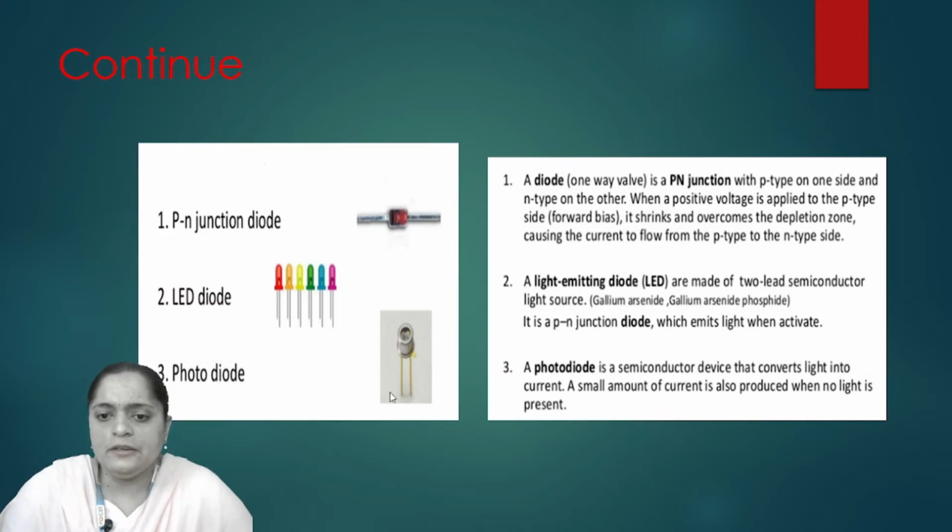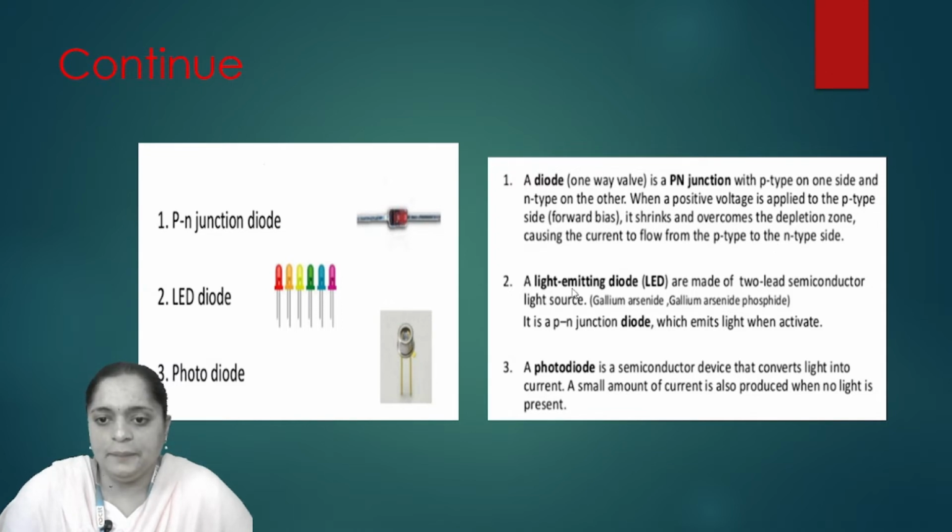So in short, we will see what exactly a PN junction diode, LED and photodiode are. A diode is a PN junction with P type on one side and N type on the other side. When positive voltage is applied to the P type side, the depletion zone shrinks and is overcome, causing the current to flow from the P type to the N type. That is a simple diode.